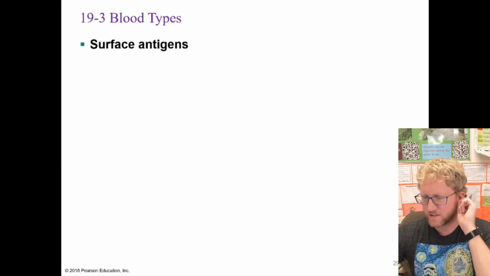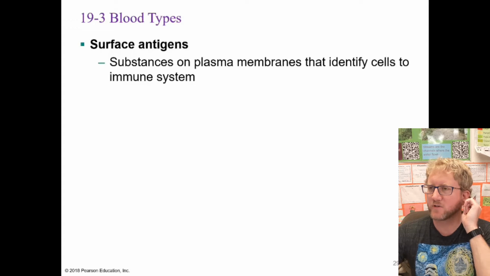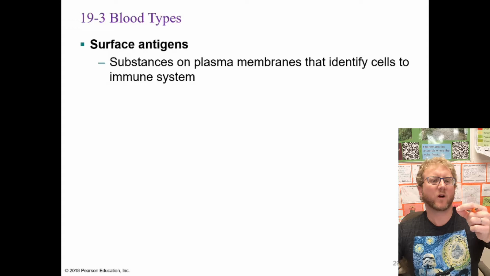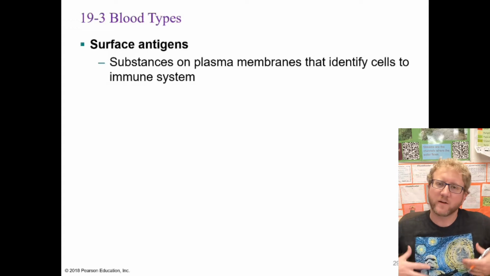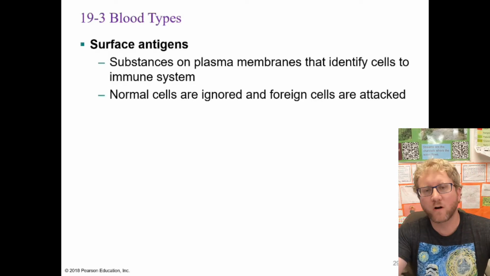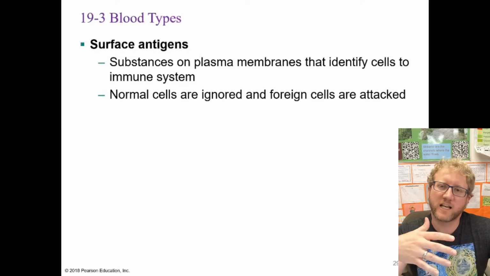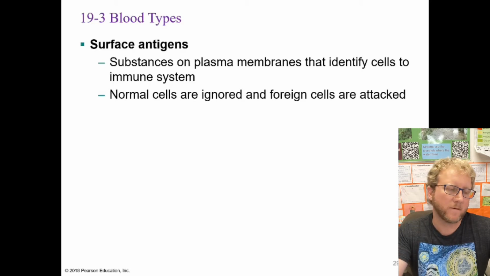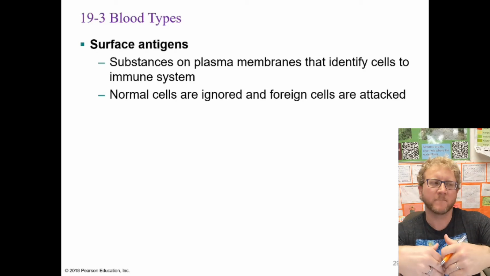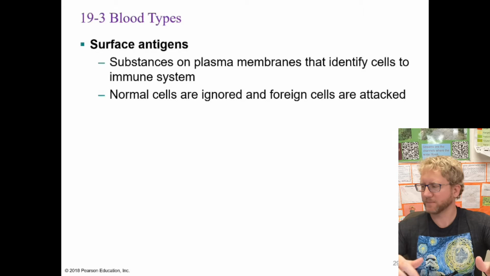Antigens are substances on the plasma membranes that basically tell the immune system, hey, I belong here. It's like the ID card, you know. You're walking around school with your ID badge on you. That's proof that you're supposed to be here, right? Normal cells are ignored by the immune system. Foreign cells, which are cells that have antigens that the immune system doesn't recognize, are attacked. And so that's basically how your body recognizes that, like a bacteria or a parasite is in your body that's not supposed to be.